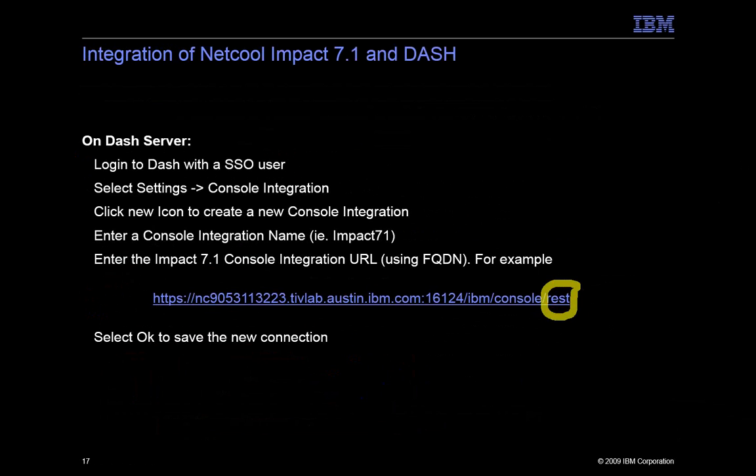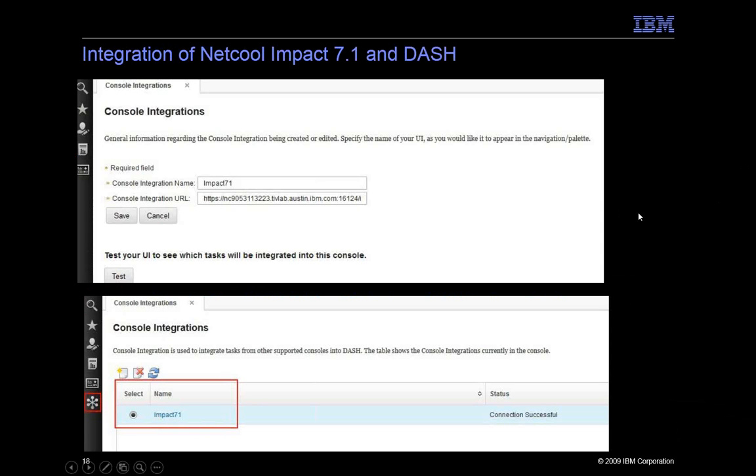I have a screenshot of how I did it. Let me show you that. And let me clear this. So this is how I did it. I went to console. It asked me for the console integration, sorry. Then I went to console integration name. I called it Impact 7.1. I put my URL. Again, at the end, I put a REST. Okay. Then I do a save.